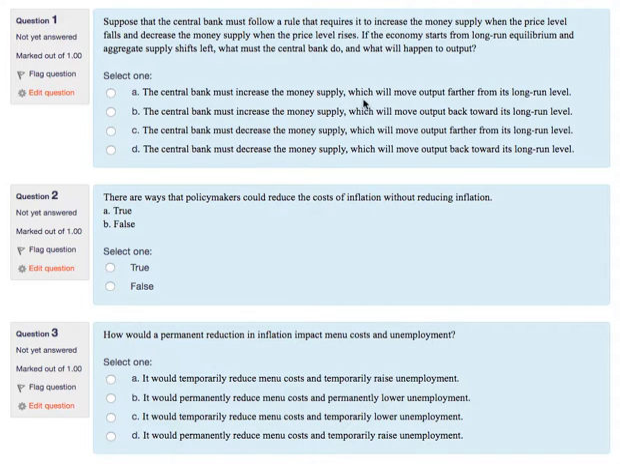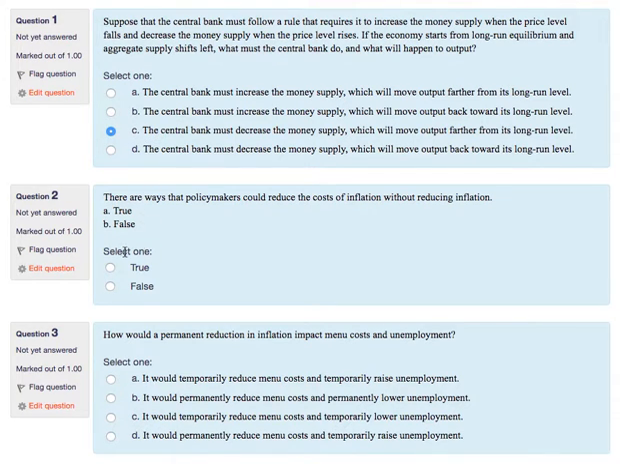As they do this, aggregate demand would also shift left to bring the price level back to where it was, but it's going to shift the economy even further away from the long-run level and further into a recession. If you're not sure about this, draw it out and you will see. So shift the aggregate supply curve left first, and then you'll have to shift the aggregate demand curve left afterwards to bring the price level back to where it was initially, but you'll see that output will be further away. So the central bank must decrease the money supply, which will move output further from its long-run level.